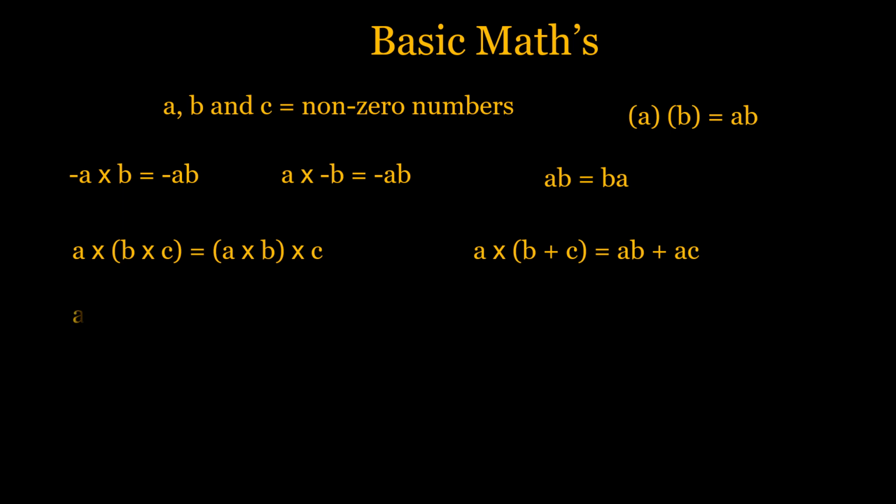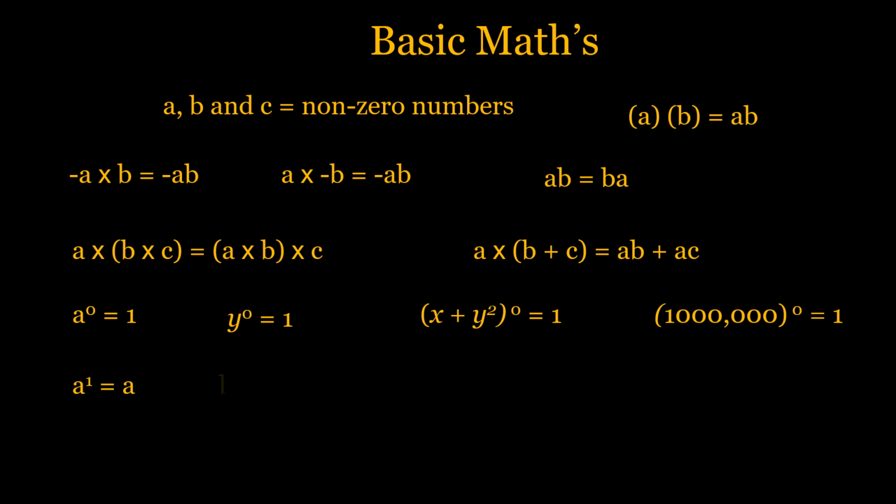In mathematics, any number, or any other thing, with power 0 is equal to 1. For example, a power 0, y power 0, (x plus y) squared whole power 0, and 1 million power 0 are all equal to 1. On the other hand, any number with power equal to 1 is the same as the number. That's why power 1 is usually not written.